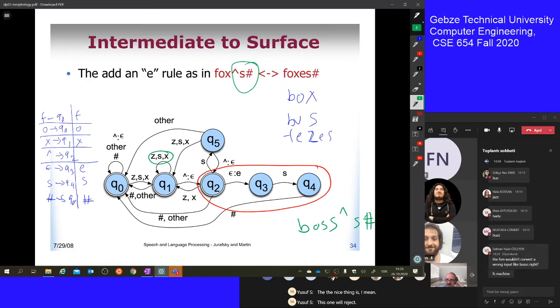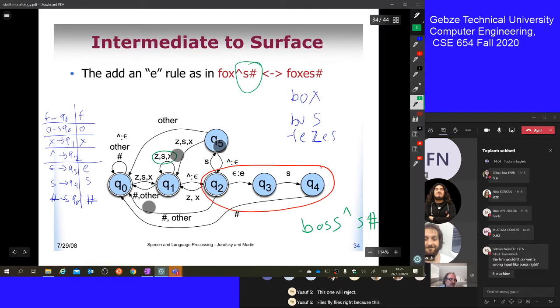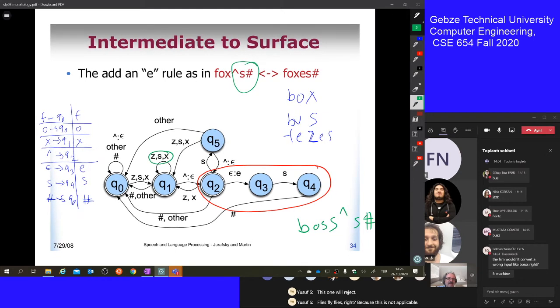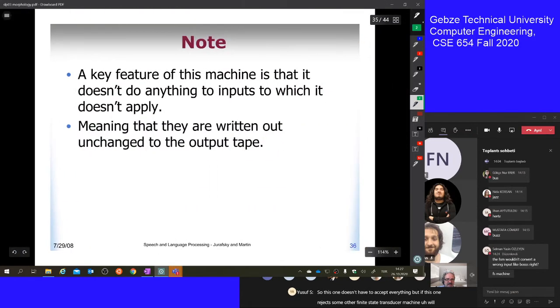This one will reject flies, right? Because this is not applicable. This one will accept faxes, etc. So this one doesn't have to accept everything. But if this one rejects, some other finite state transducer machine will accept that fly thing. So the key feature is it doesn't have to recognize everything. If it is not applicable, it will not apply.